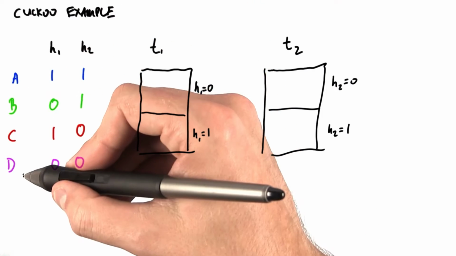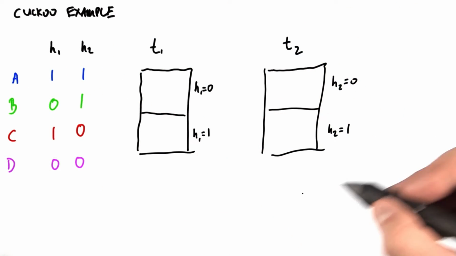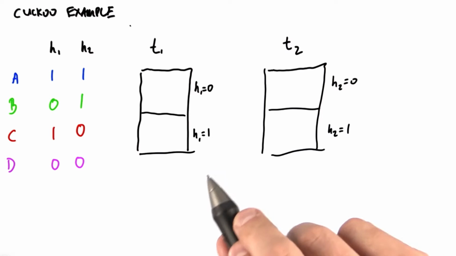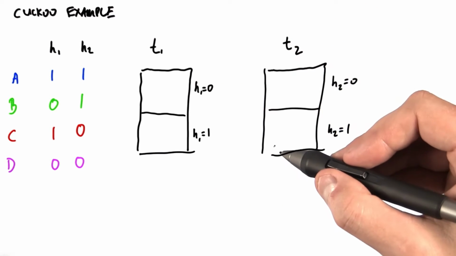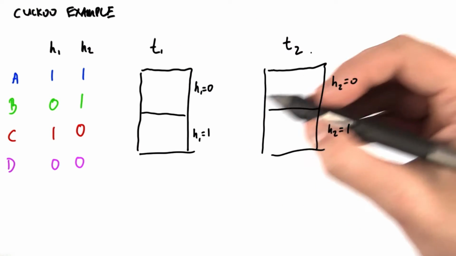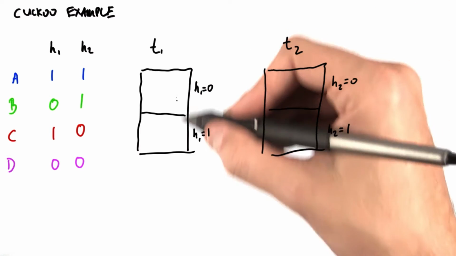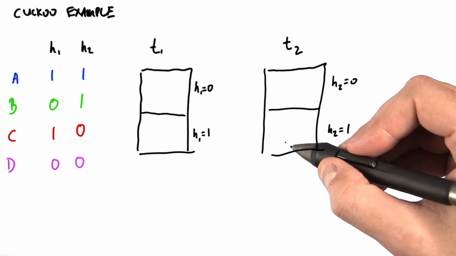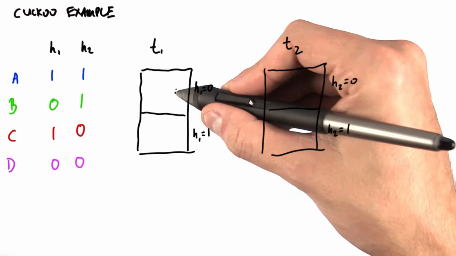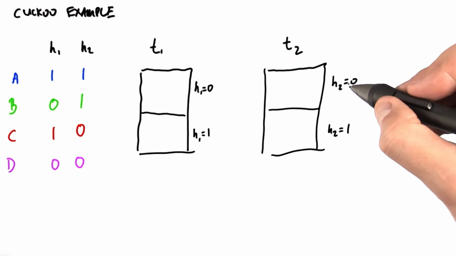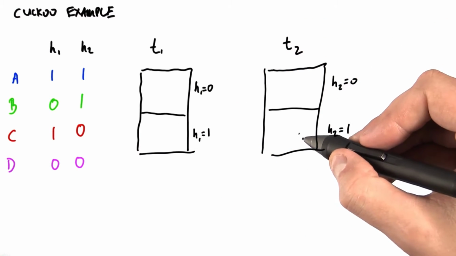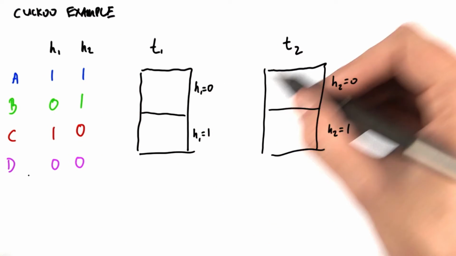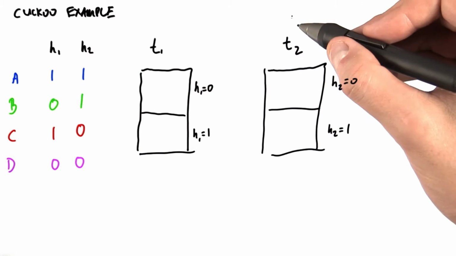We're going to have 4 items that we're going to try to hash into this giant Cuckoo hash table. And the Cuckoo hash table has 2 subtables, T1 and T2. And so each one of those 2 subtables has 2 slots, corresponding to H1 equals 0, H1 equals 1, H2 equals 0, H2 equals 1.